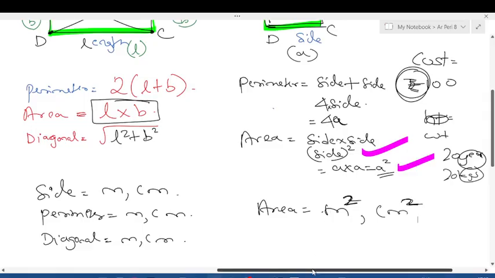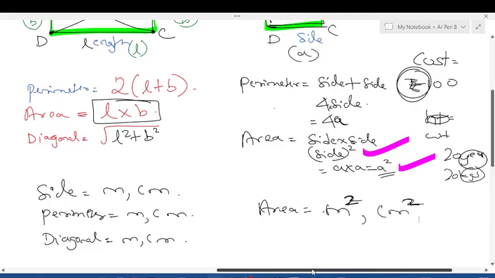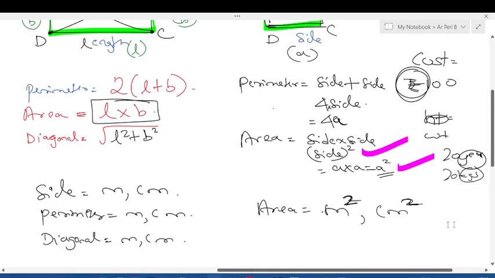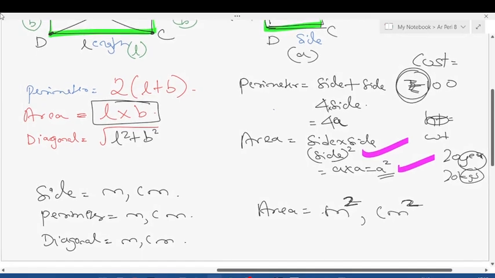Okay, first question. Once again, perimeter is 2 into L plus B. Area is length into breadth. Diagonal is square root of L square plus B square. Shall we start the first one? All of you are done? Shall I erase it?